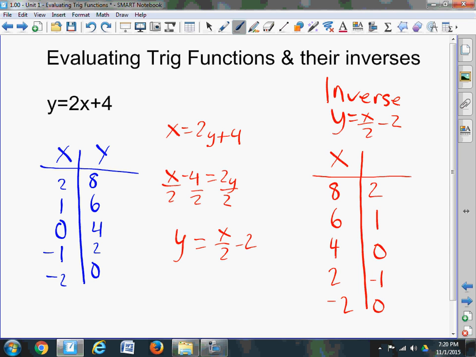It's an inverse function because it's switching the domain and range. Oops, forgot to write y. It switches domain and range, so the inputs of one function are the range of the other.